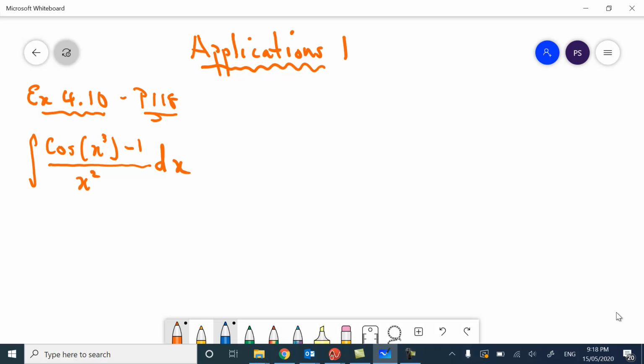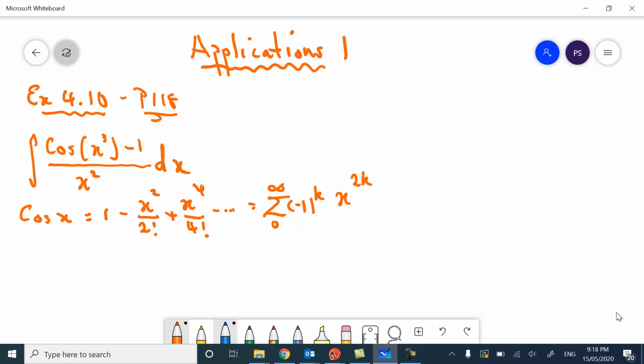Okay, so the first thing I'm going to do is write down what cos x is. You remember what cos x hopefully is. Cos x equals, this is in your data book, but anyway, it's 1 minus x squared on 2 factorial, plus x to the power of 4 on 4 factorial, minus dot dot dot. And we can write that as a sum if you remember. That's the sum from 0 to infinity of minus 1 to the power of k, x to the power of 2k divided by 2k factorial.